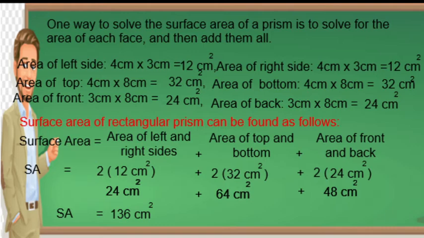Again, the surface area of the box is equal to 2 times the quantity, the length and the width of the left and right sides, and then 2 times the length and the width of the top side, and 2 times the front and back side. So that's why that is 136 square centimeters.